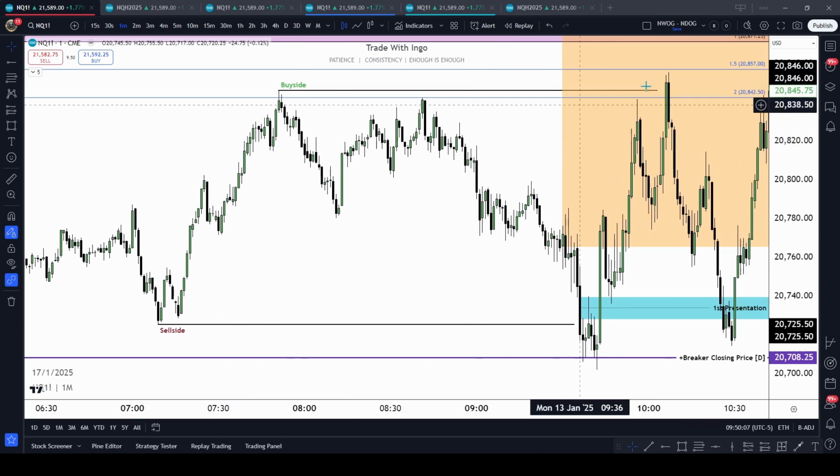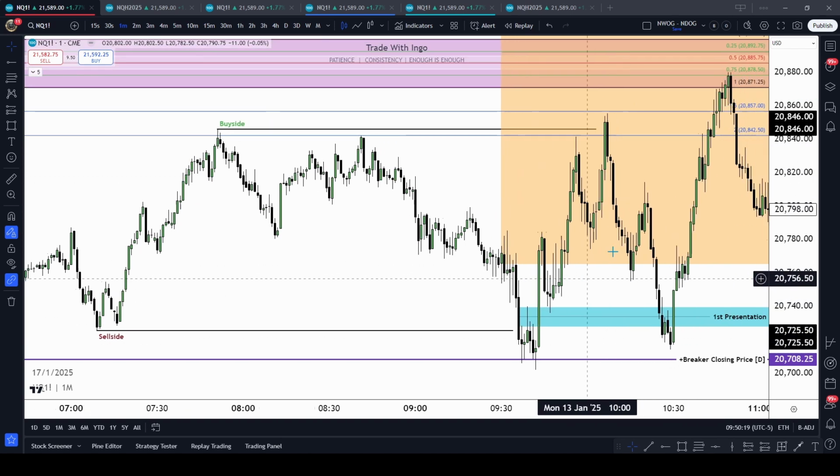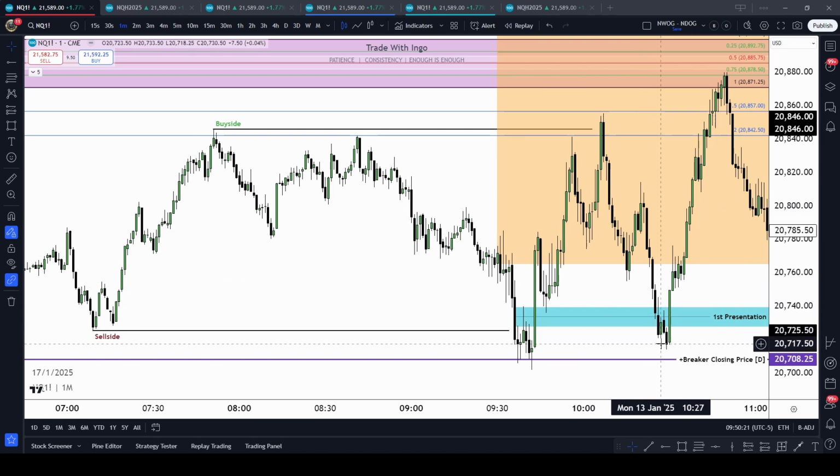After the buy side was purged, displaced down, returned towards this sell side imbalance, buy side inefficiency, and we traded all the way back down. This could be a bread and butter setup as well.